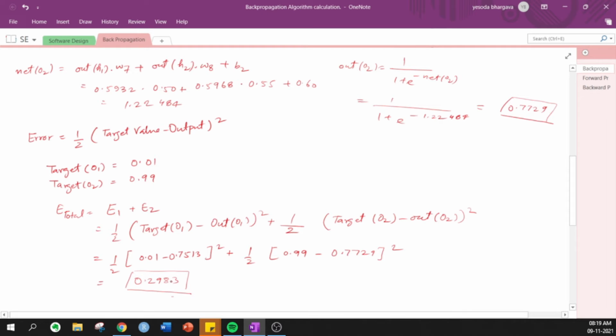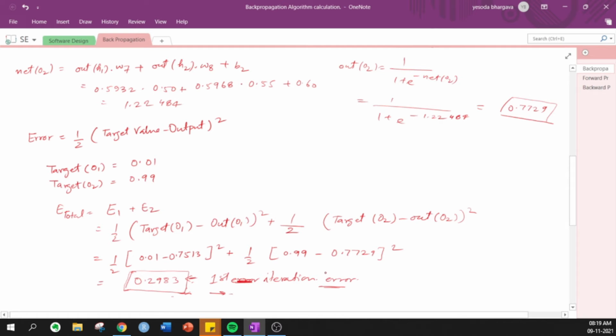In my immediately next video, I will show you how this error changes with multiple training iterations. Using C++ programming, I will show you actually how this changes. But in hand understanding, I am only doing it once. So this is the first iteration error. Ideally this should be minimized.